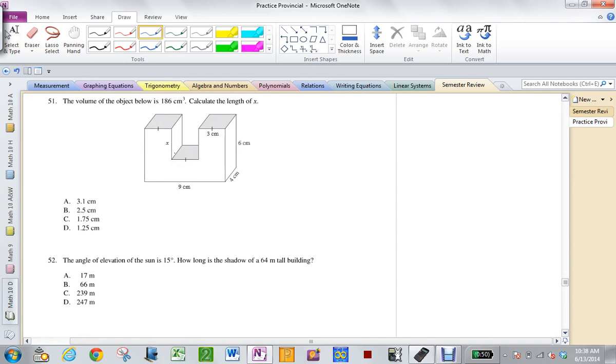Volume of that object. Oh, wow, that is a tough question. So what is missing from that? There's a lot of ways to do it. I looked at it this way. I said the whole thing was 9 times 4 times 6. So the volume of the whole thing would have been 36 times 6, which was 216 centimeters total. But this volume is 186. So that means what's missing there has to be 216 minus 186. So 6 minus 6 is 0, 11 minus 8 is 3, and 1 minus 1 is 0. So that missing part had to be 30.